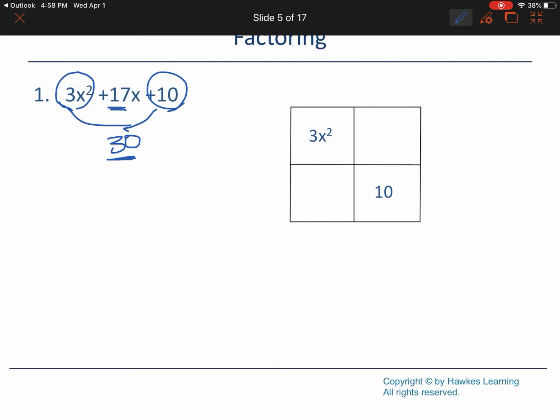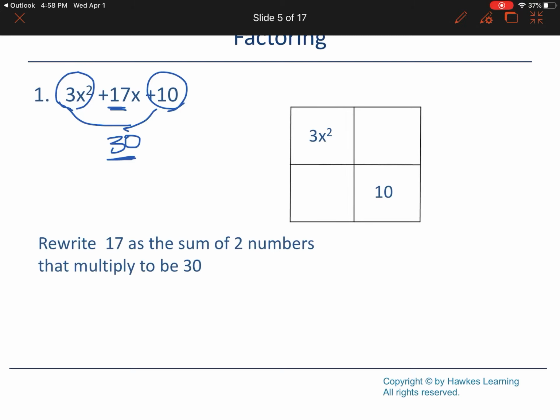I can start, and usually there are fewer possibilities if we look at the factors first. We don't have as many to check, right? So here are the factors of 30. These are all of them, right? So it's either 1 and 30, or 2 and 15, or 3 and 10, or 5 and 6. So 1 and 30 adds up to 31, right?